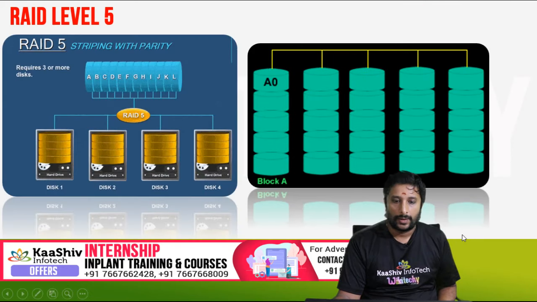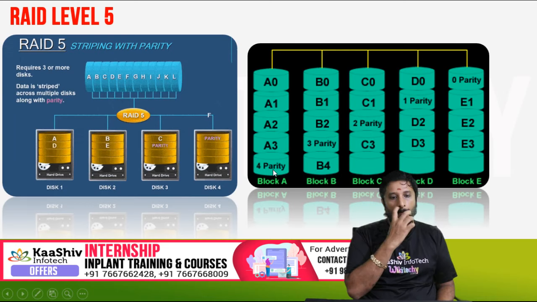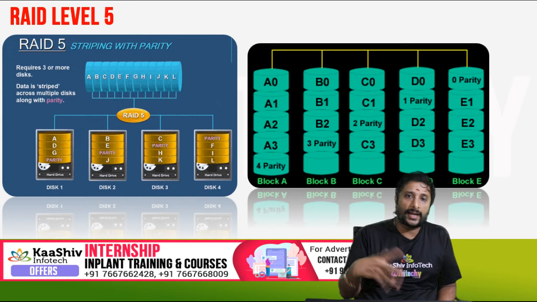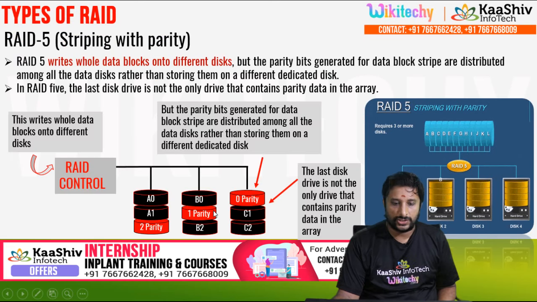And here is RAID 5, striping with parity. You're able to see here the parity is distributed in multiple disks. That's how striping with parity is happening in RAID 5. The reason is, if the parity disk is gone, you can't access it in the previous one. That's why they distribute the parity in multiple disks. So here is RAID 5, and here is the definition for this one. The parity is distributed here.